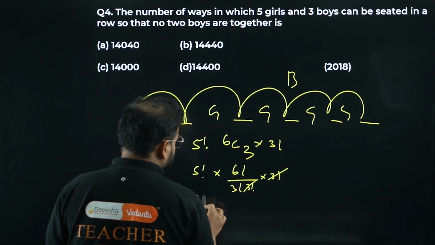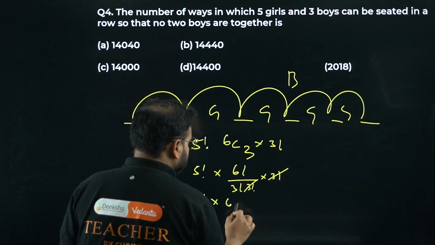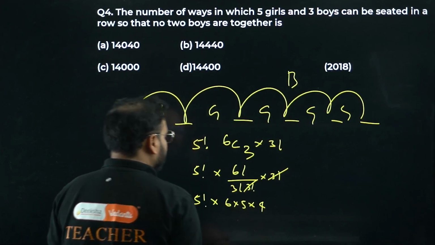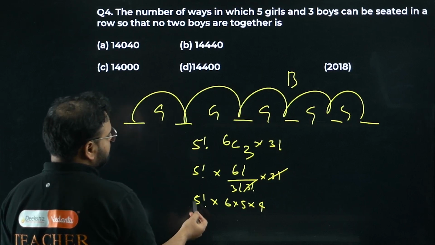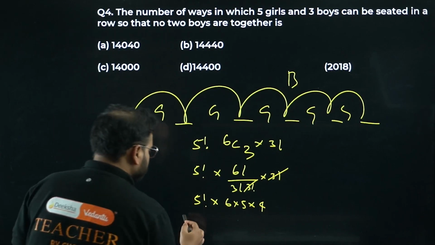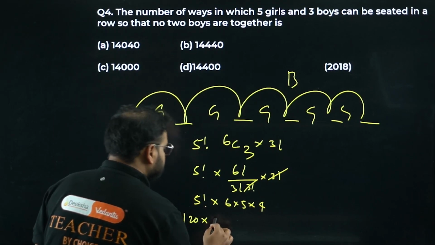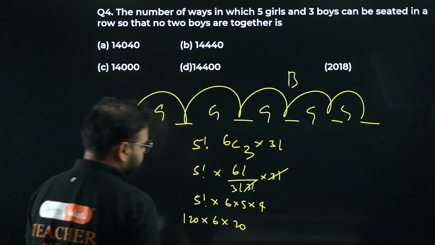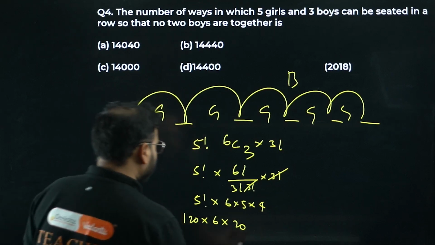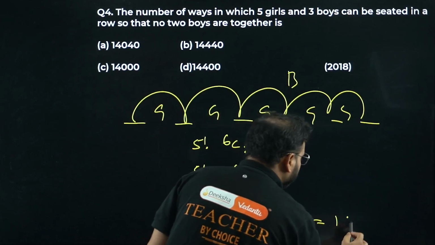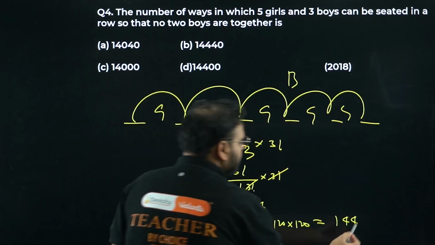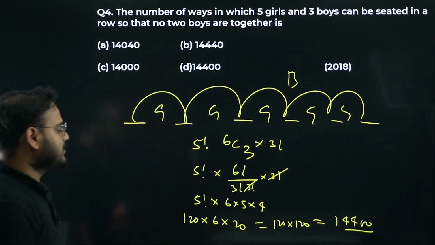I cancel this as 5 factorial into 6 into 5 into 4, and this is nothing but 120, right? 4 factorial is going to be 24 into 5 is 120. So 120 into 6 into 20. Basically, one more time, I'm getting 120 into 120, right? So 12 square is 144, and we have 2 more zeros. It means 14400. Correct?